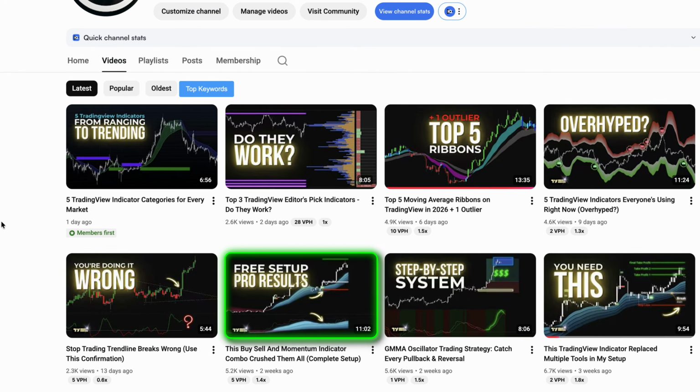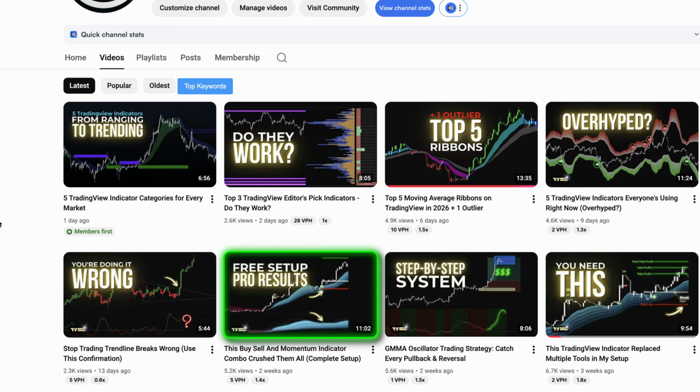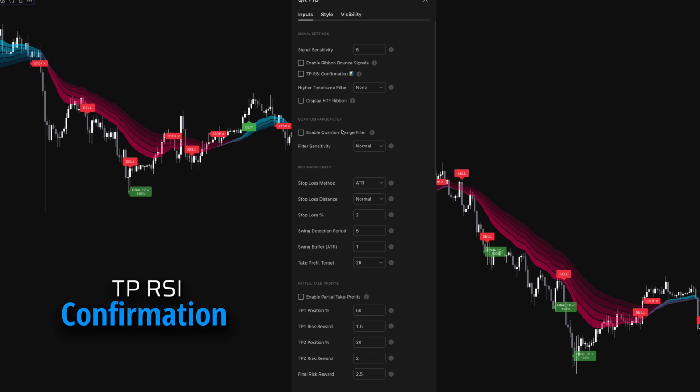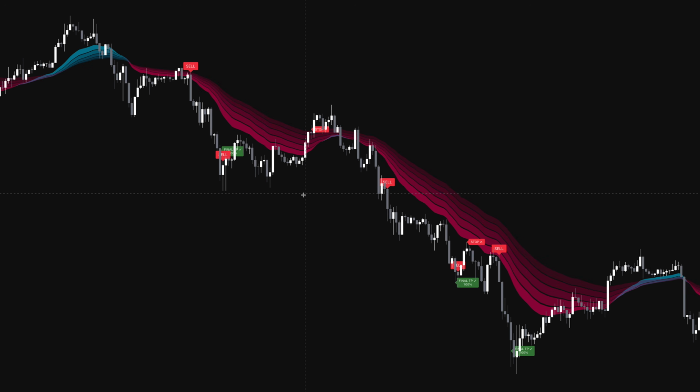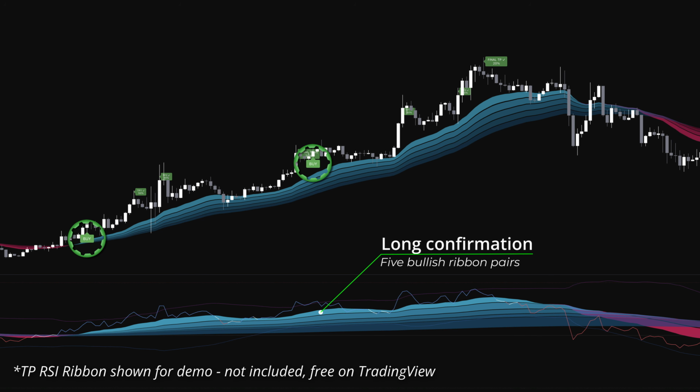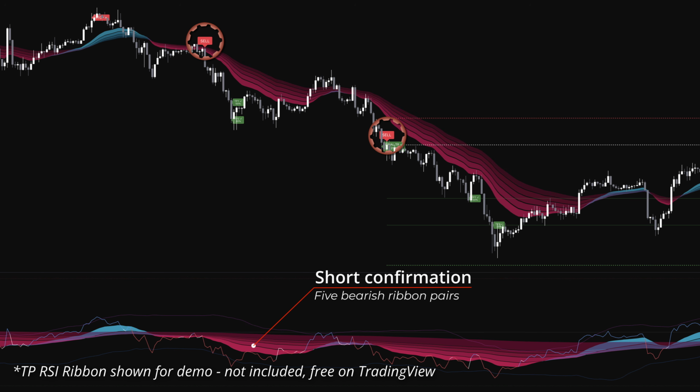If you've watched my video on combining Quantum Ribbon Lite with TP/RSI, that strategy is now built directly into Pro. You don't need 2 indicators anymore. Enable confirmation in settings, and the indicator requires TP/RSI ribbon alignment before any signal fires. For longs, all 5 RSI ribbon pairs must be bullish. For shorts, all 5 must be bearish.